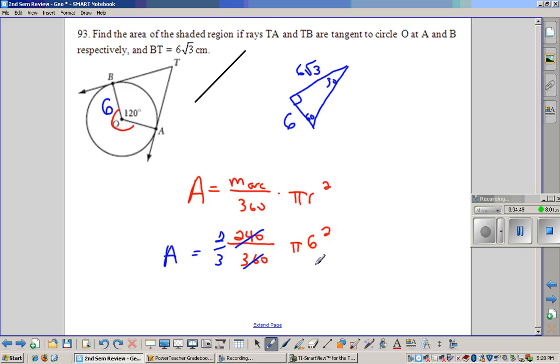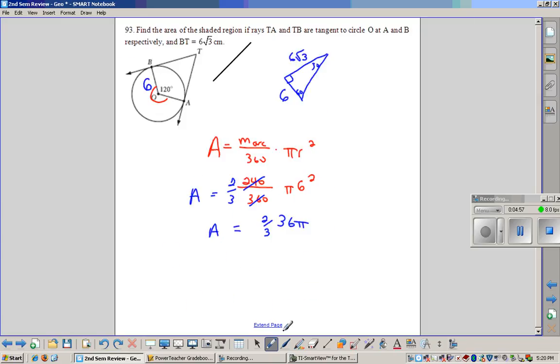So if we do some calculating, we'll get the answer. 6 times 6 is 36 pi times 2/3 is, let's see, 24 pi, I believe. You can do most of that on your calculator. And this is centimeters squared.